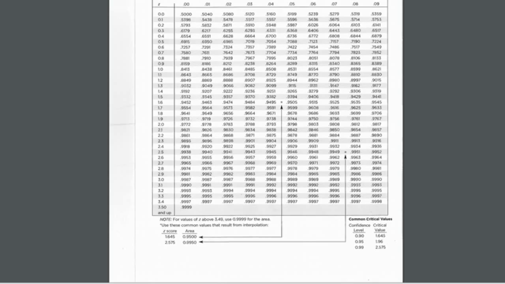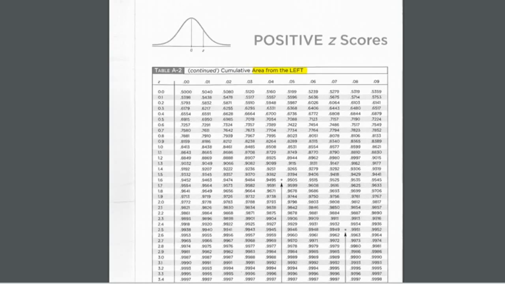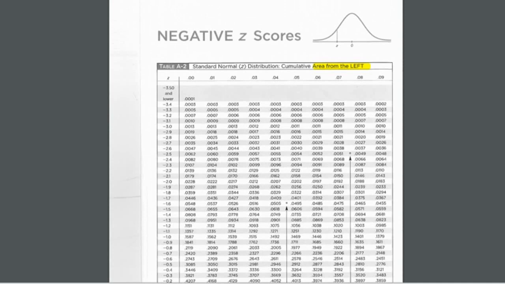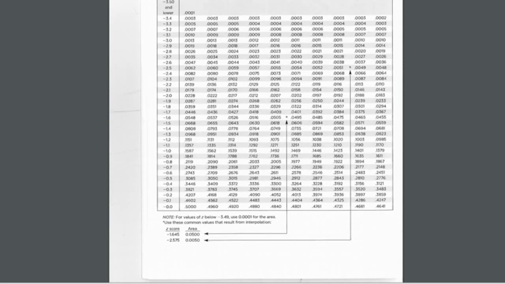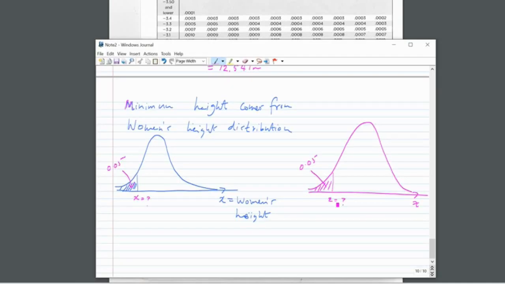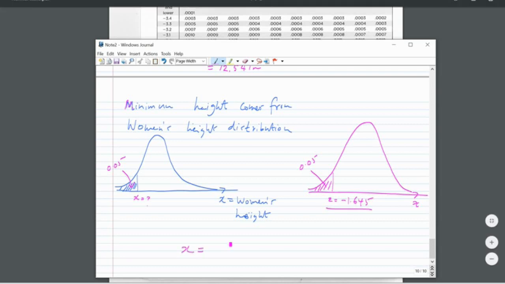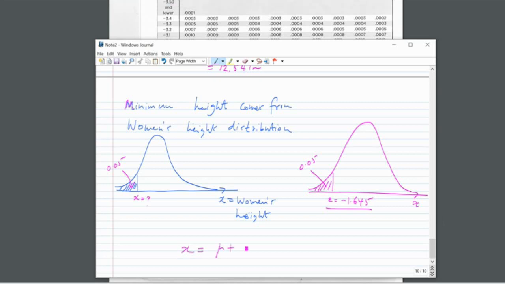0.05 is a special one. See, 0.05 is here. So the Z value is negative 1.645. Now we convert this Z to an X value. How would you do that? X is mu plus Z times sigma.